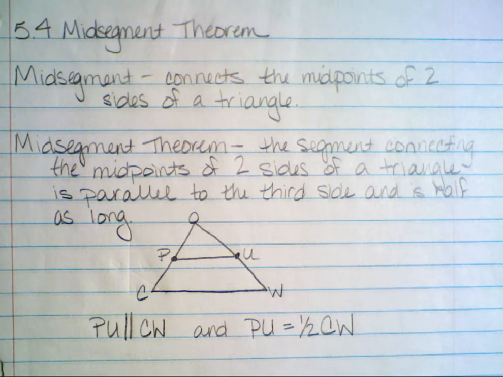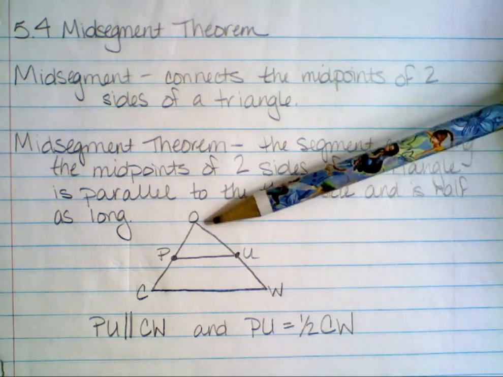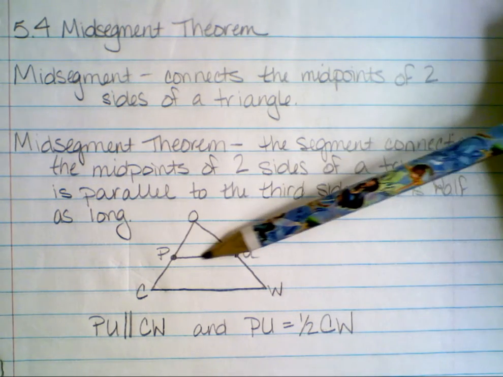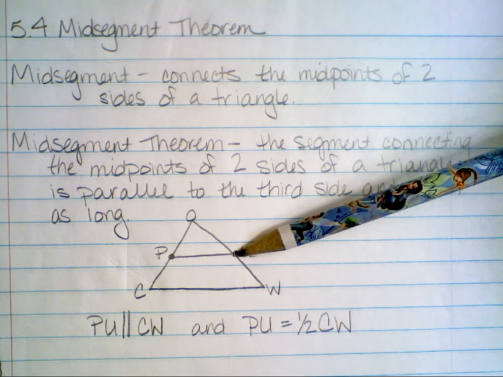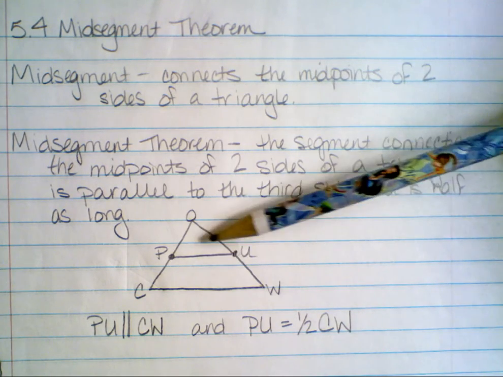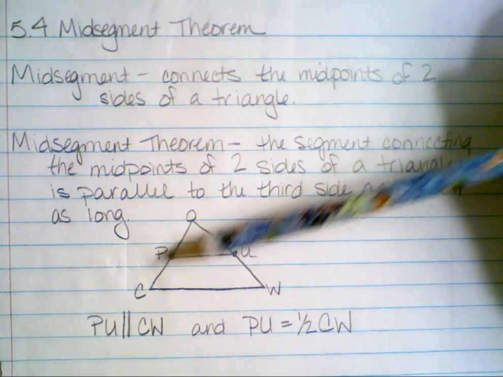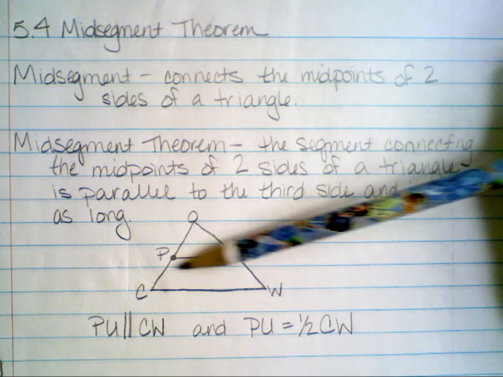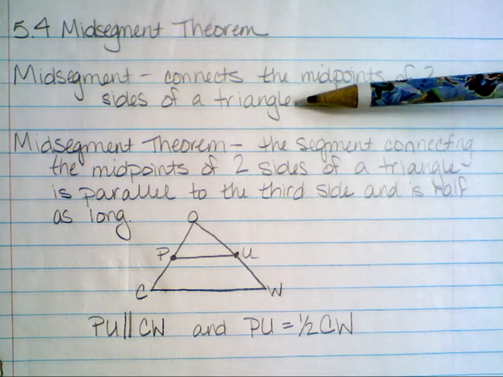This lesson is 5.4 on the mid-segment theorem. A mid-segment connects the midpoints of two sides of a triangle. As you can see here, segment PU is the mid-segment because it connects the midpoints of WO and CO.